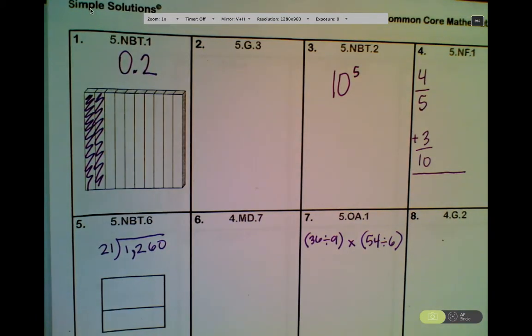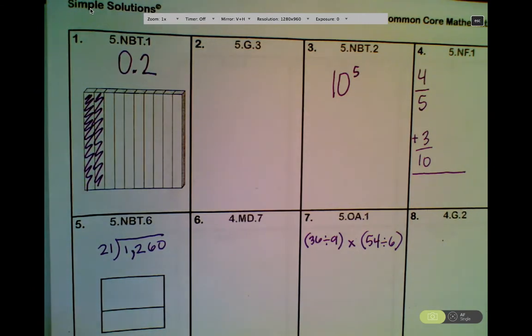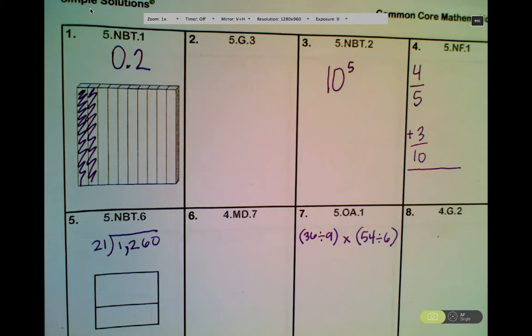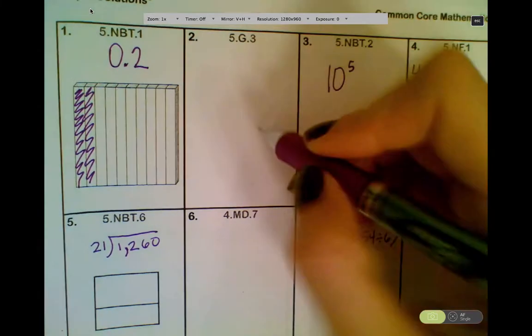Number 2, an equilateral triangle is a special isosceles triangle with 3 equal sides and 3 equal angles. The equilateral triangle is B.